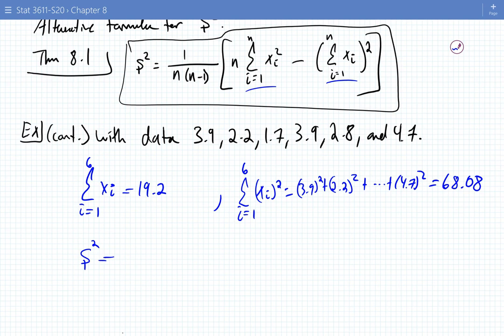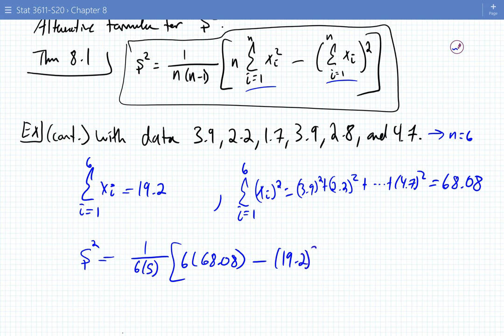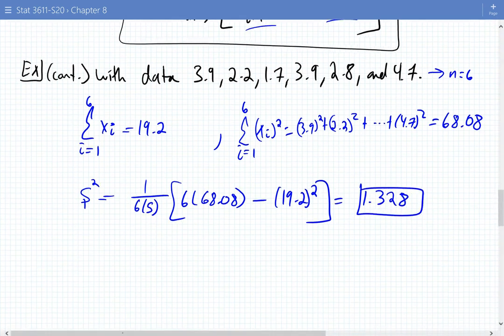And with those two pieces ready to go, finding s squared then is relatively doable. Remember, what is n here? n is the sample size. n is 6. You have 6 sample points: 1, 2, 3, 4, 5, 6 numbers. So this is 1 over n times n minus 1. That is 6 times 5, n times the sum of the squares, 6 times 68.08, minus the square of the sums, minus 19.2 squared. And then we can just run that through the calculator and find the sample variance to be 1.328. That would be your sample variance.